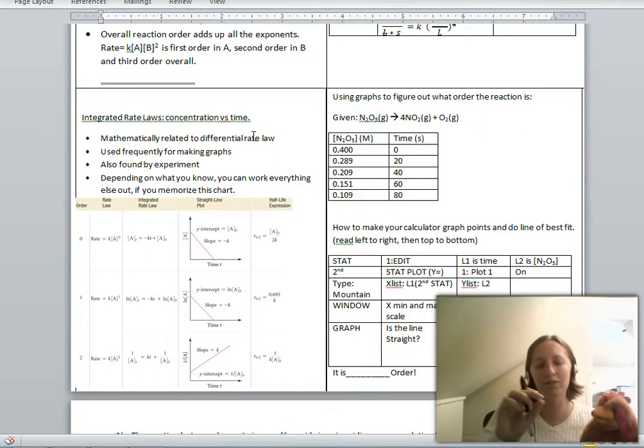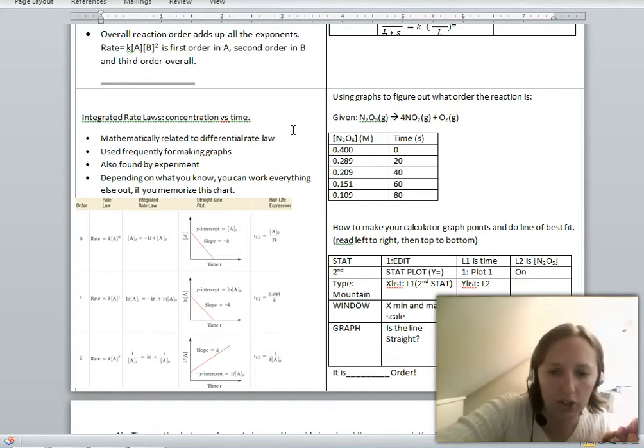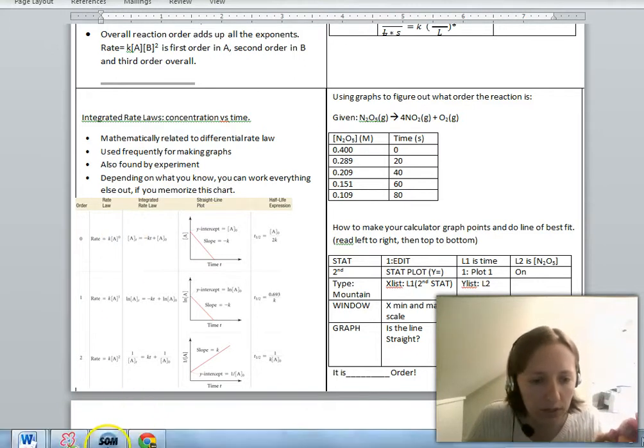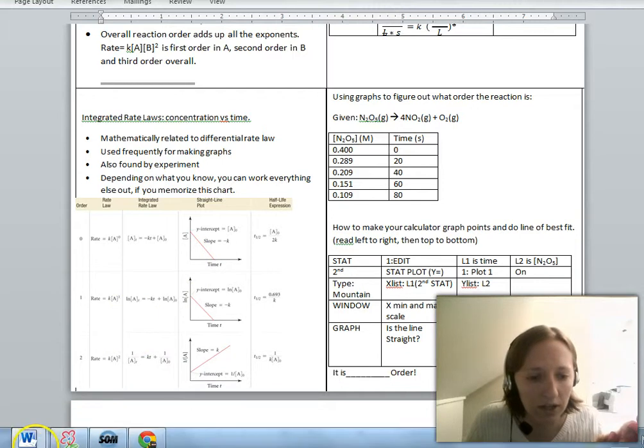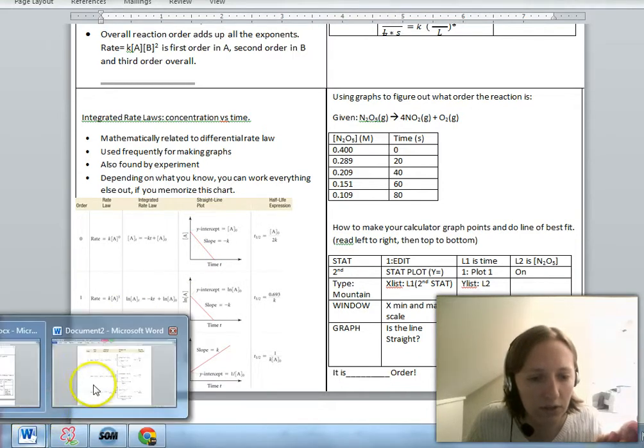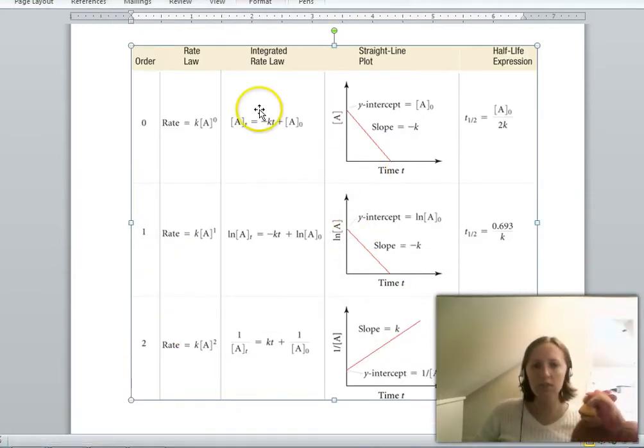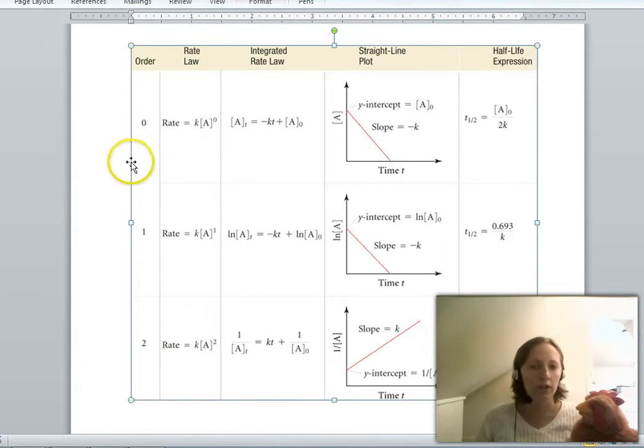For every order of a differential rate law, there is a matching integrated rate law. And we have a chart that has them paired together that I want to show you that's really important. It's this chart, but I made it bigger so that I can talk about it better on the screen. Come here, chart. All right. So here we have zeroth order, first order, and second order overall reactions.